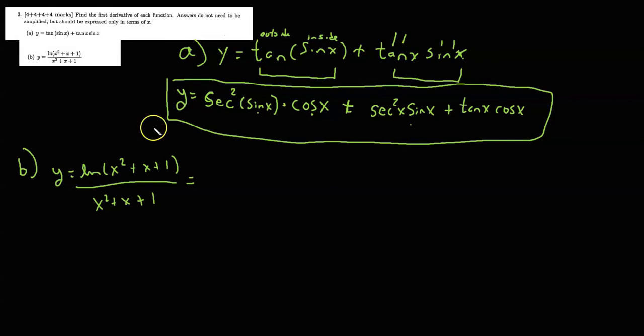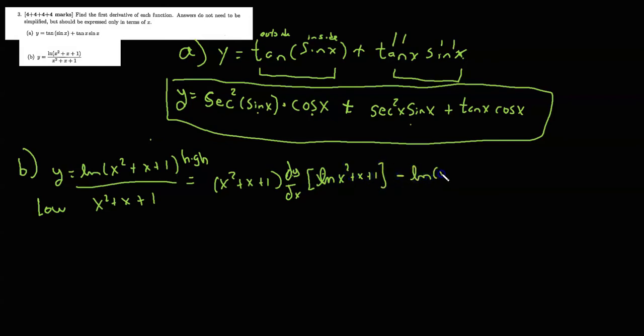low. We'll call this low. We'll call this function on top high. So low d high, d as in derivative, d high. So derivative of the, well, I'll just write dy dx here of the high, ln of x squared plus x plus 1, minus high d low.